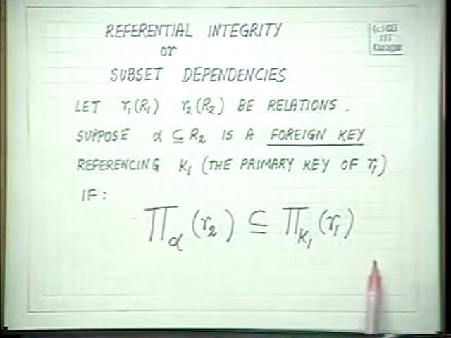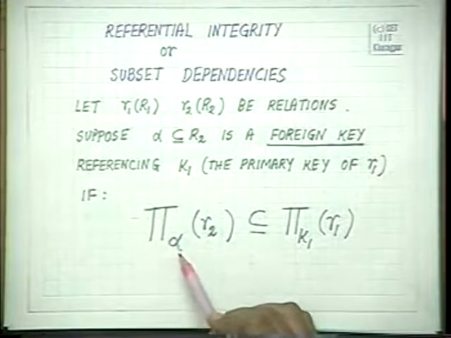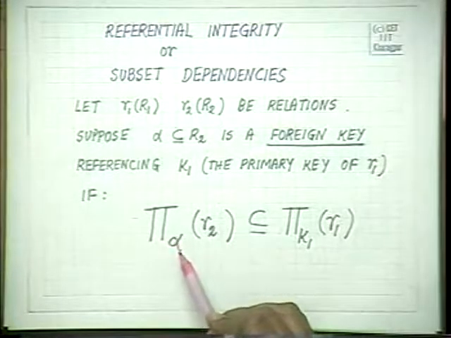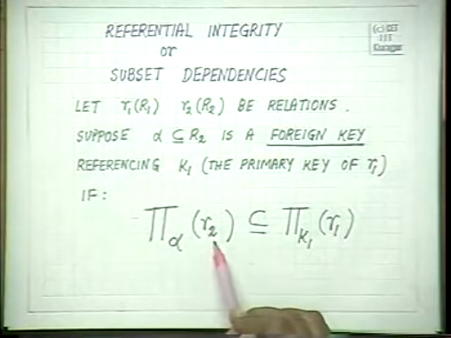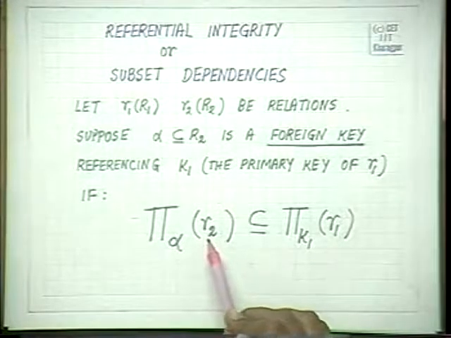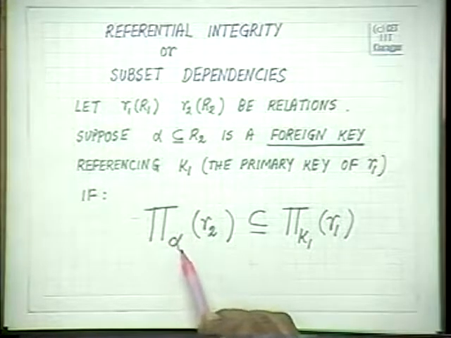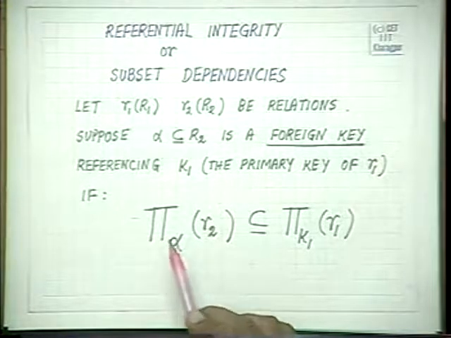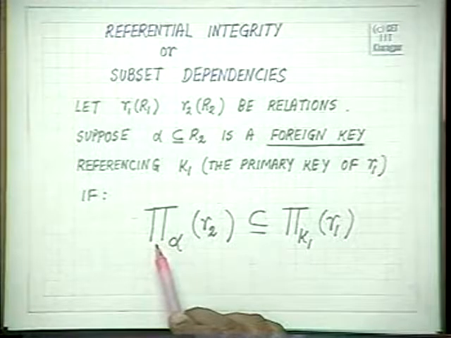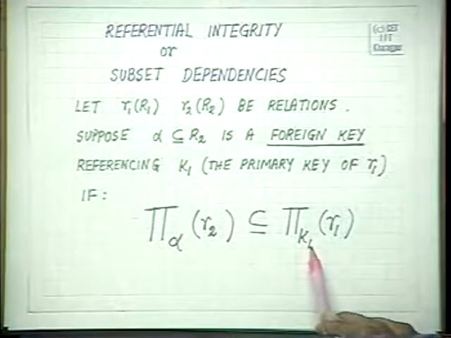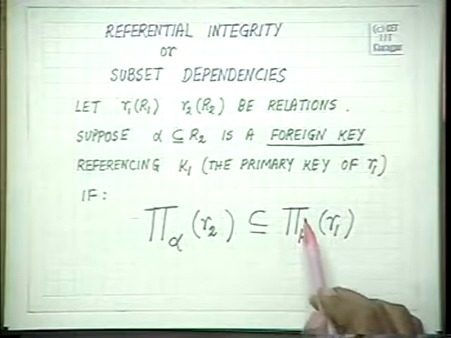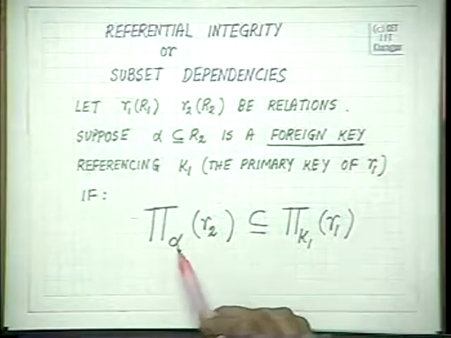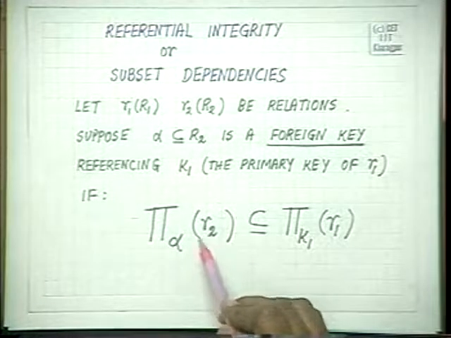Therefore, what does this mean? We do a projection on alpha of R2. So, we get all tuples of R2 having the attribute values corresponding to the attribute alpha. Each of them must exist in R1. Therefore, the projection on the key attribute of R1 must be a superset of the projection of alpha of R2.